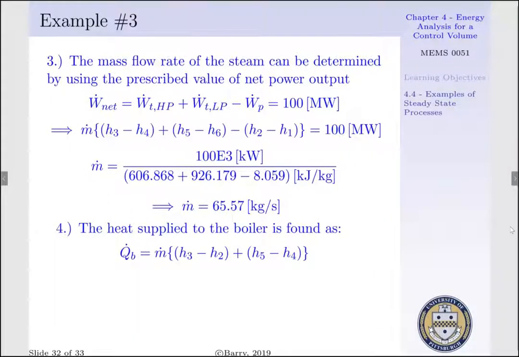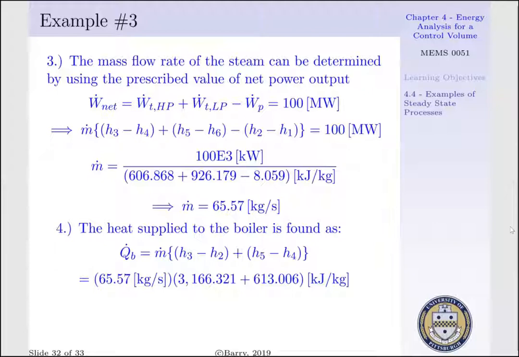The heat input has to consider both heat addition processes, i.e. H3 less H2 and H5 less H4. Our heat input into the system, after we substitute in our value for mass flow rate and enthalpies, is 247.81 megawatts, also less than what our superheat cycle required.